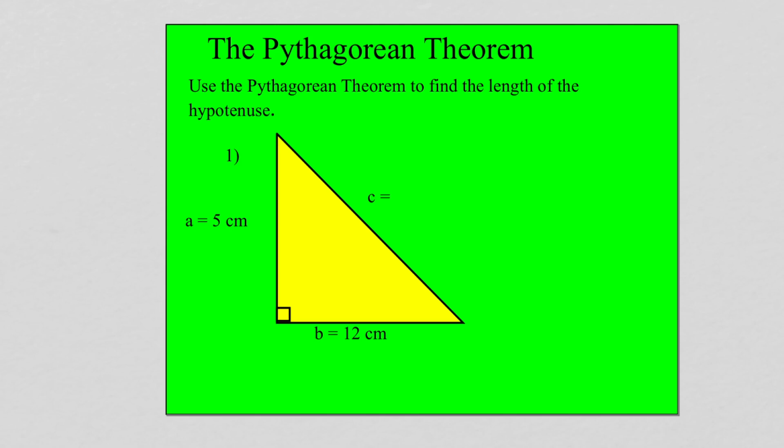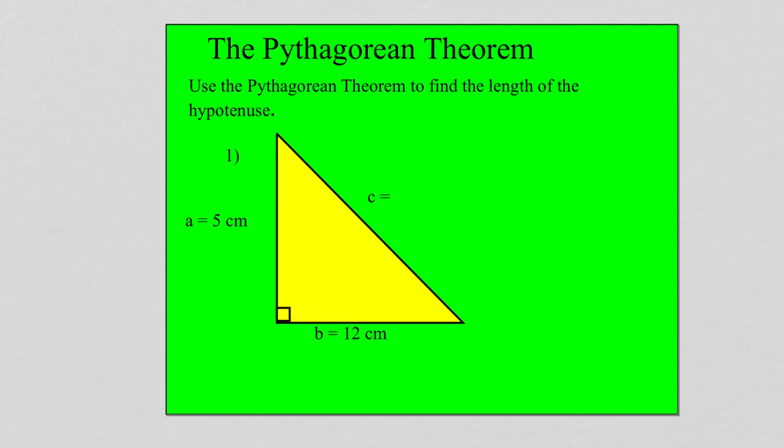So we already know that the Pythagorean Theorem states that the squares of the two legs of the right triangle, so the sides on either side of the right angle, is equal to the square of the hypotenuse. The hypotenuse is the side opposite the right angle. And of course, the right angle is the 90-degree angle, or better described as the L-shaped angle.